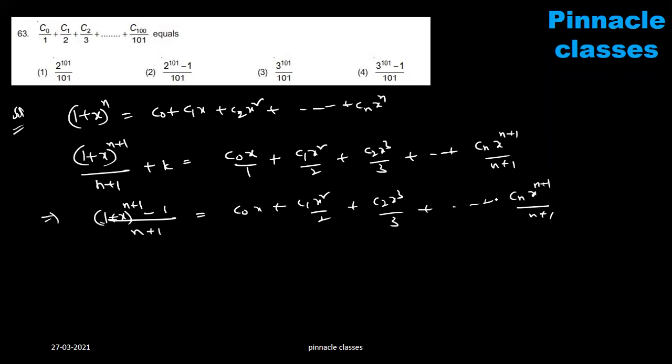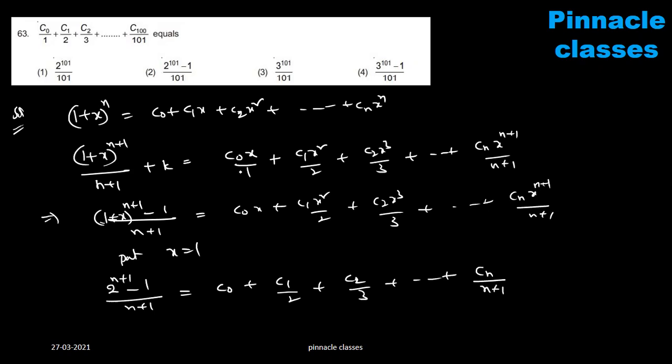Clear? What to do here? First of all, we should remove the constant. Put x is equal to 1. What is the answer? 2 power n plus 1 minus 1 by n plus 1, which equals C naught, C1 by 2, C2 by 3, and so on, Cn by n plus 1.